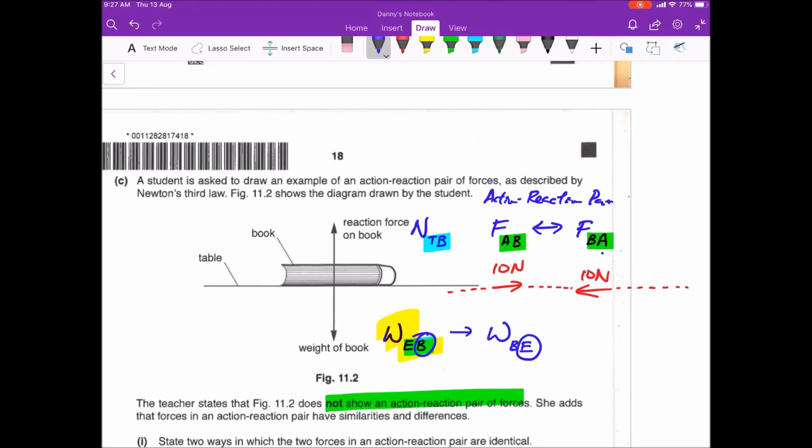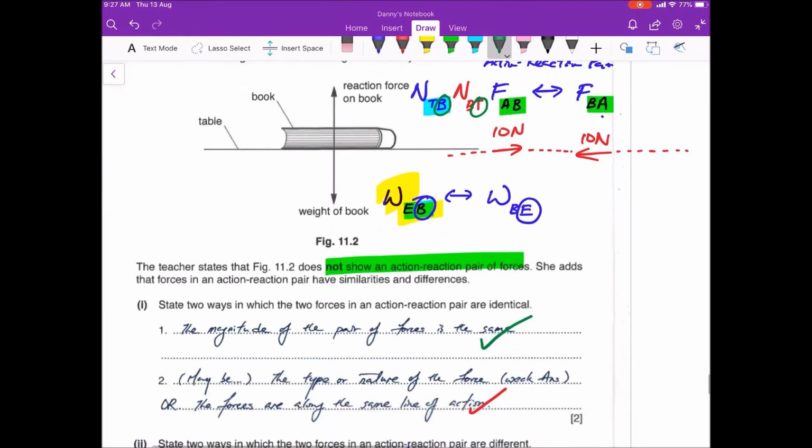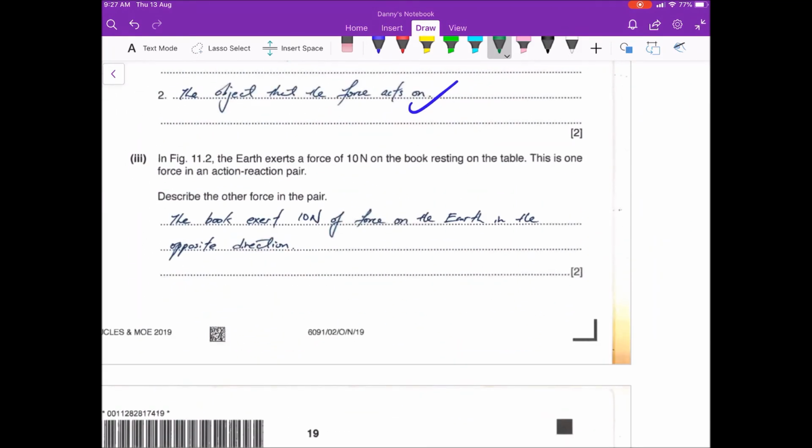So this is an action-reaction pair. What is the normal contact force action-reaction pair? Well, the action-reaction pair of the normal contact force is the book acting on the table. So you can see that one acts on the book, the other acts on the table. So that is what this means.